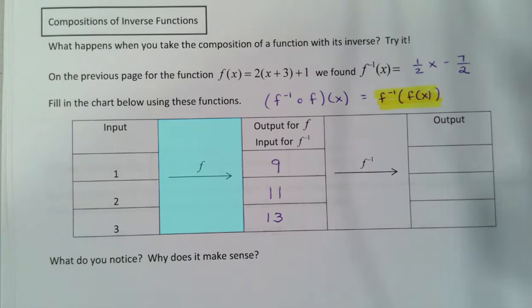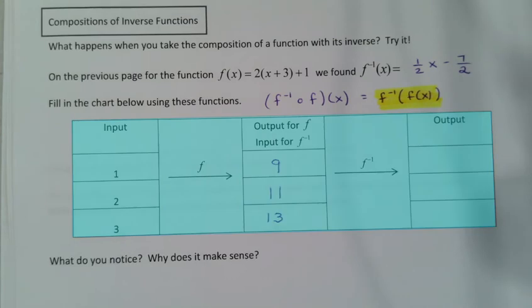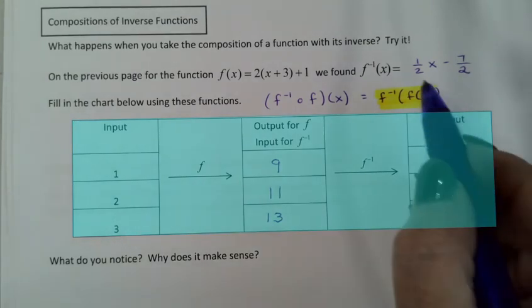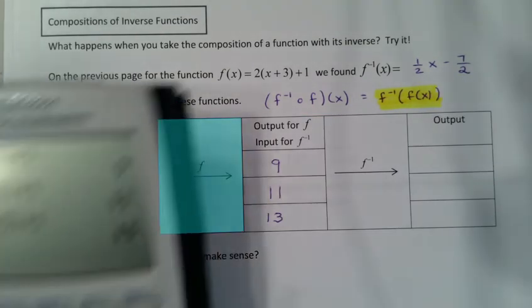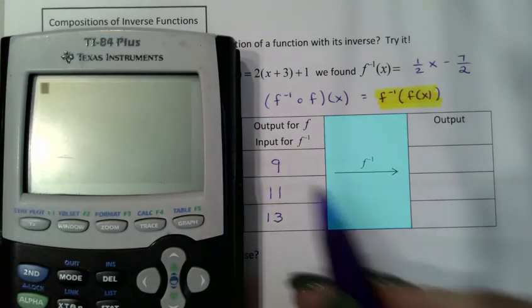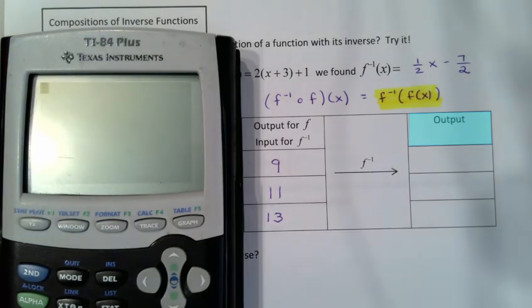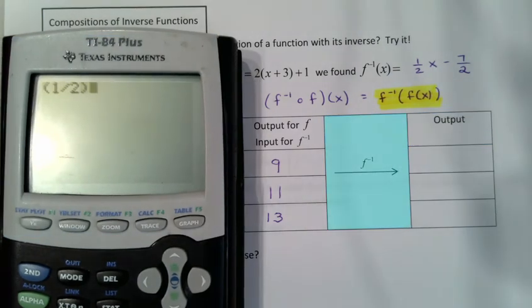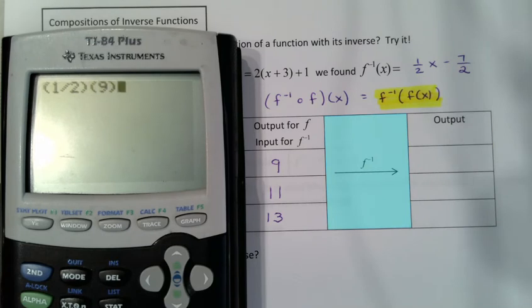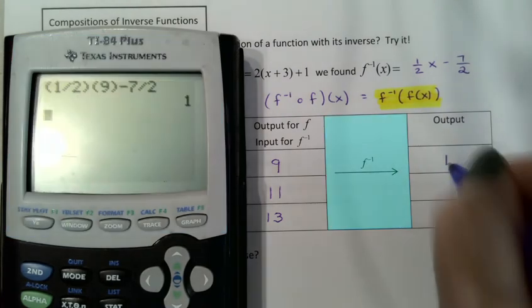So far I've done f itself. I'm now going to take those outputs and plug them into f inverse. Here's my formula for my inverse function. So again, get some help from the calculator here. My input for f inverse now is 9. So I'm going to take 1/2 times 9 and subtract 7/2. And that gives me 1.